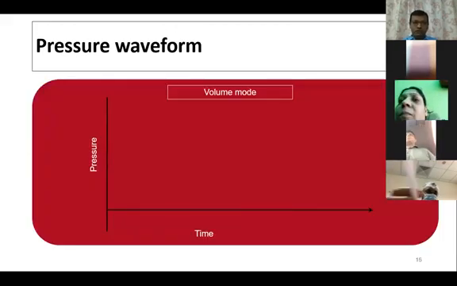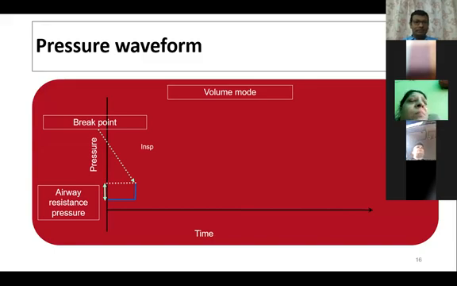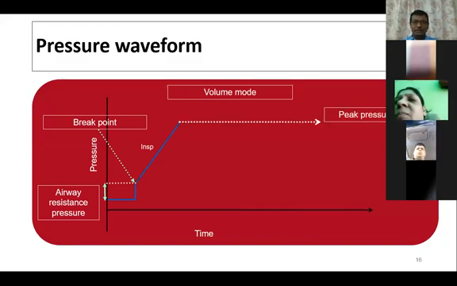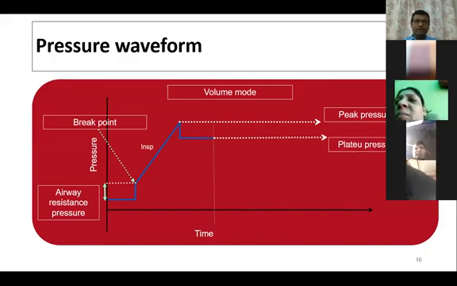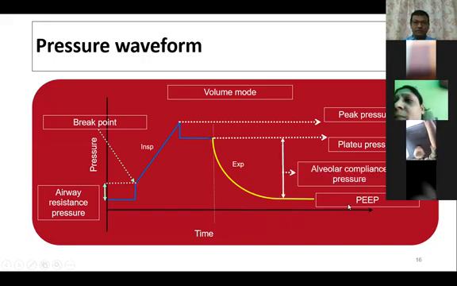Now coming to the volume mode, how the pressure waveform will appear. So there will be a rapid rise in a pressure till the break point, and this pressure is called as an airway resistance pressure. From here, there will be an ascending ramp to reach the peak inspiratory pressure. From there, again, pressure will drop a bit to a plateau pressure, and it will remain at the same level throughout the inspiration. And then again, there will be exponential decay during expiration. And at the end of expiration, the pressure will be at the peak level.